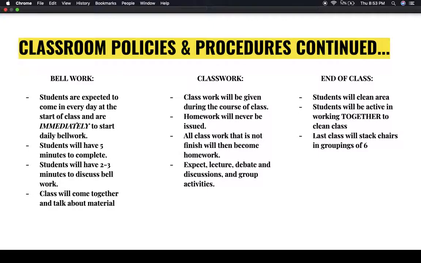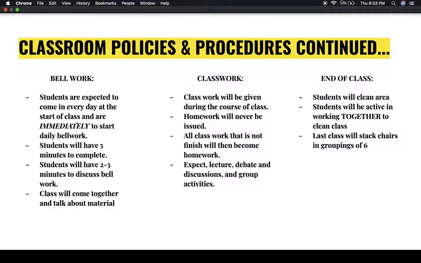As far as classwork goes, classwork will be given during the course of class. Homework will never be issued. Now, all classwork that is not finished will become homework. So in a sense, I'm putting it really on them. As long as you're being productive, you should be able to get the classwork done in class. And then as far as lectures go, being able to debate and discuss is crucial for me as an educator because it enhances the ability to think critically and work on social interaction skills with our peers.